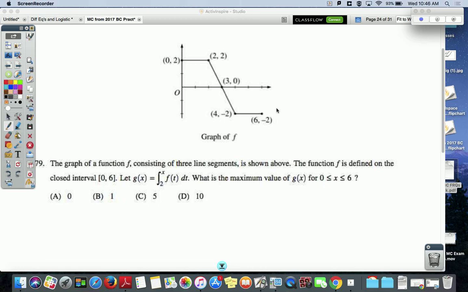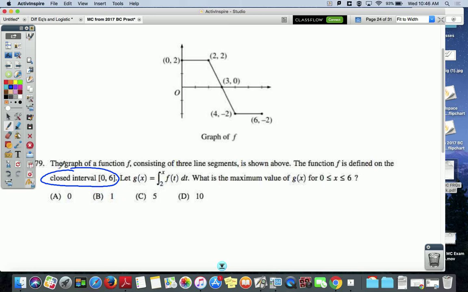79. This is again a question that does not use a calculator. But we're given the graph of a function consisting of 3 line segments shown above. The function is defined on the closed interval, so that's going to be an important piece. On the closed interval 0 to 6, and then it says let g of x equal the integral from 2 to x of f of t.